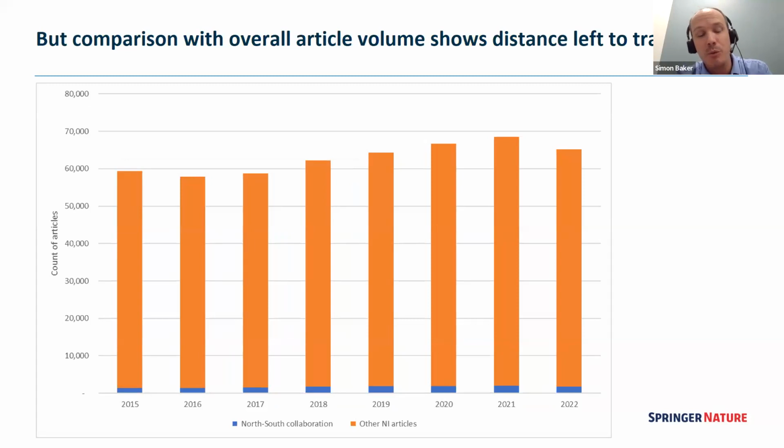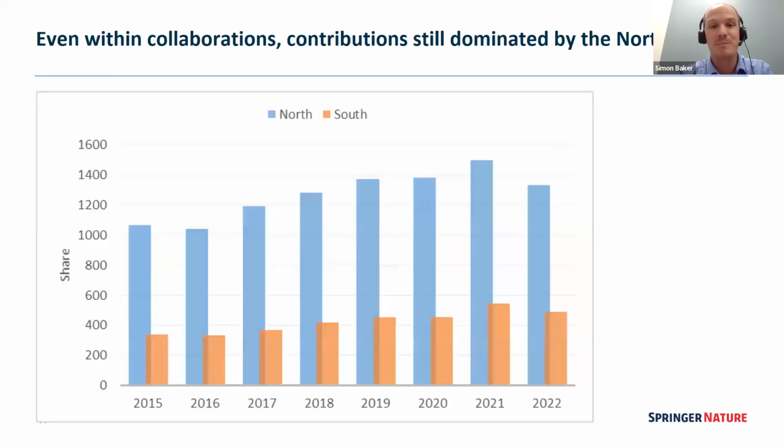But at the same time, if we split those articles and look at the proportion, this is taking all articles in Nature Index, and then the blue area is just those articles I was talking about previously, you'll see that North-South collaboration is a tiny amount of research published in this selective set of journals, which is clearly a problem, I think, for global science.